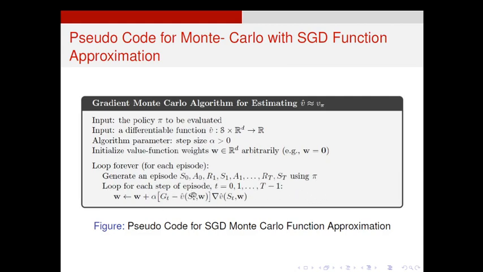Loop for each step of the episode, t equal to 0, 1, 2, etc., T minus 1. We repeat for T time steps. t starts from 0 to T minus 1. So there are T steps. The weight updation is W is updated to W plus alpha into Gt minus v cap of St, W into the gradient of v cap of St, W. We just use this Gt instead of Ut in our stochastic gradient formula.